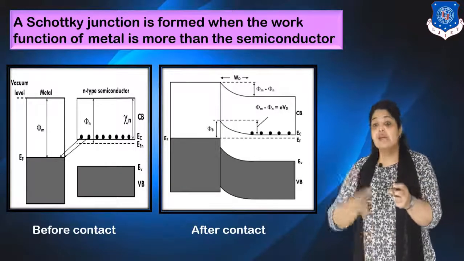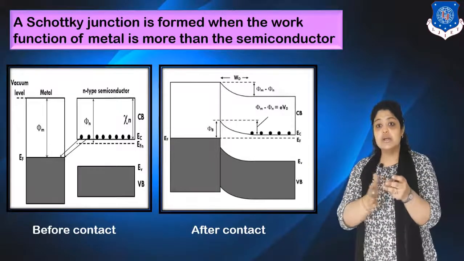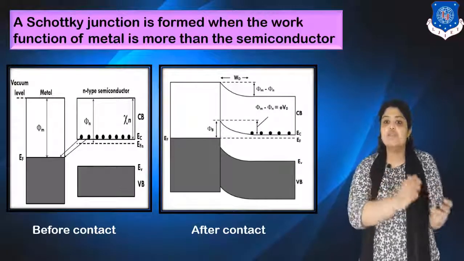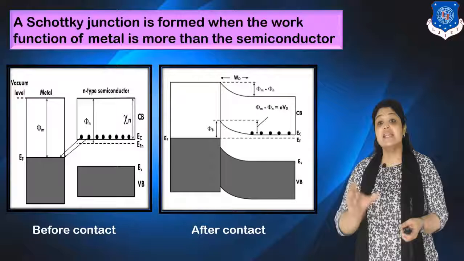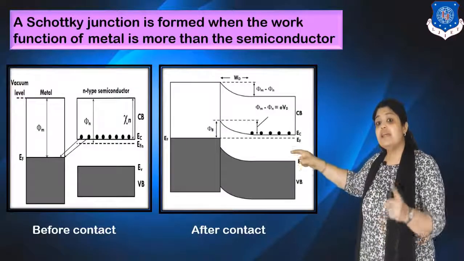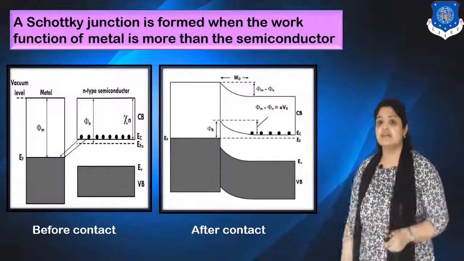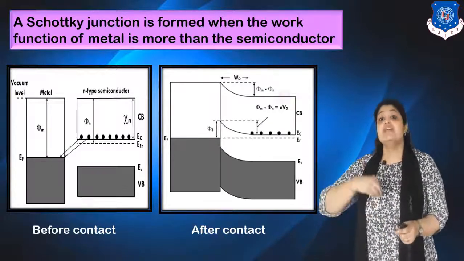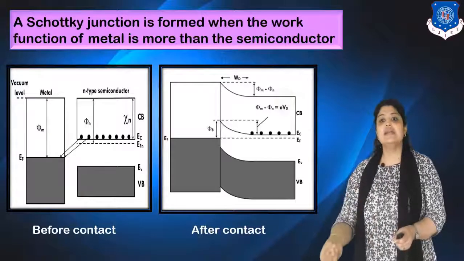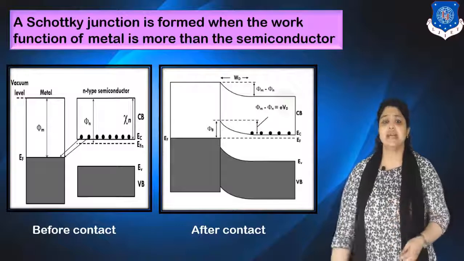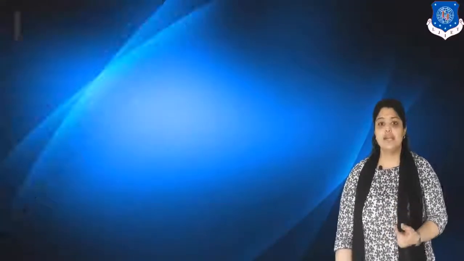So what happens? Not only close to the junction, but from deep within the semiconductor, the electrons move on the metal side. And that creates a depletion layer, but you can see from the diagram the depletion layer is created on the semiconductor side. In other words, I can say a region which is devoid of electrons is created on the semiconductor side. Now let us understand the working of Schottky diode.